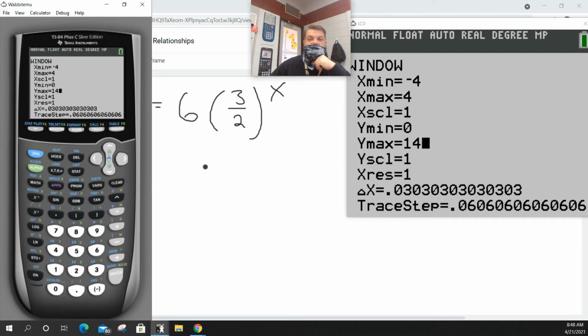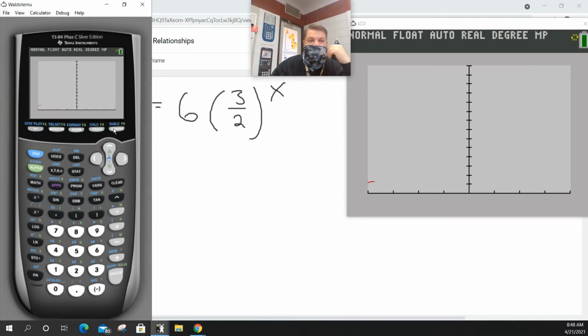So you see what I got on my screen there? X minimum is -4. X max is +4. And y min is 0 and y max is 14. Now what that does is that's going to set my window from 0 to 14 in the vertical direction, the y direction, right? And then from -4 to 4 in the x direction. Okay, so let's look at this bad boy. Hit graph. And it'll look something like this.